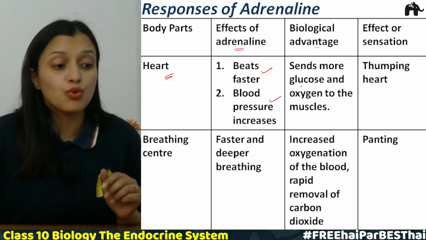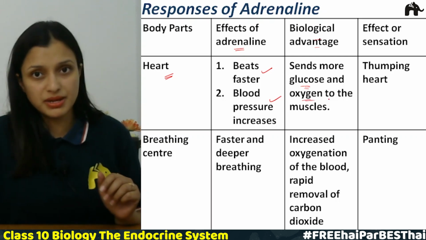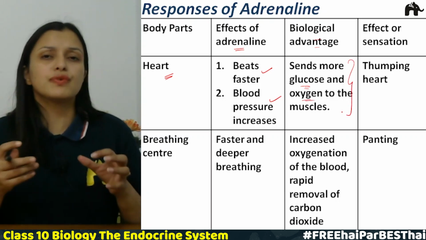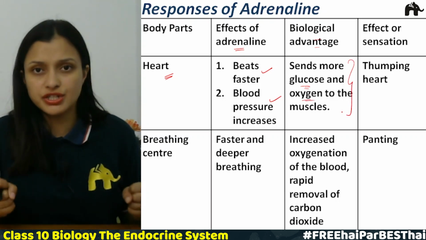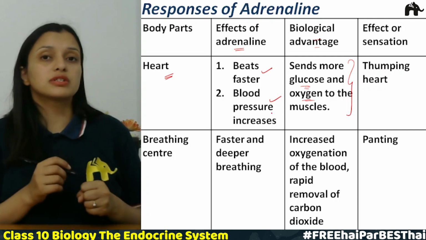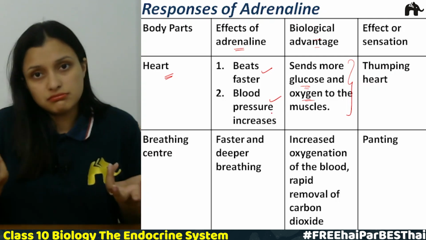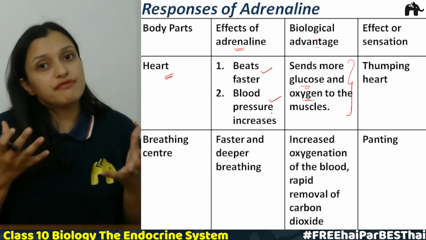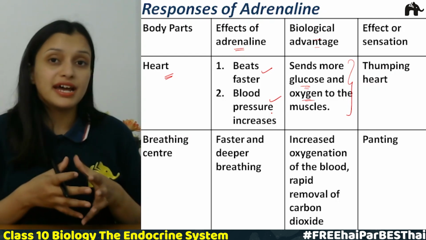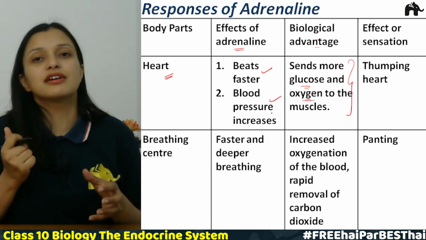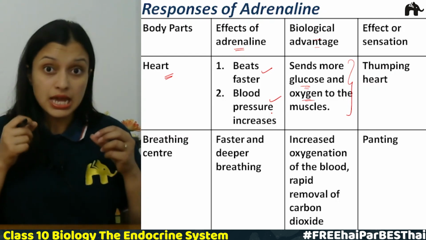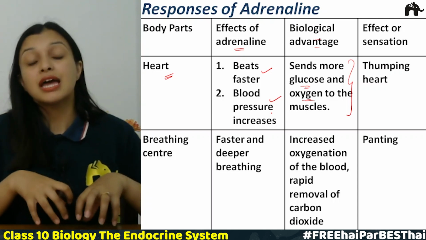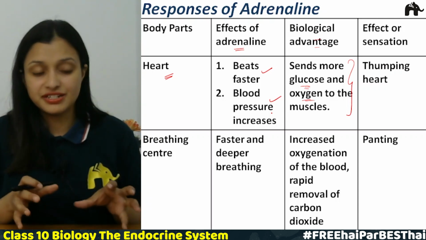The next one is biological advantage. So it sends more glucose and oxygen to the muscles. Now this is the situation when our body needs energy, right? So more glucose and oxygen is sent to the muscles. So I saw a snake and I am very scared of it. So what will I do? I will just run away from that situation. So my muscles, my limb muscles, they need more energy, right?